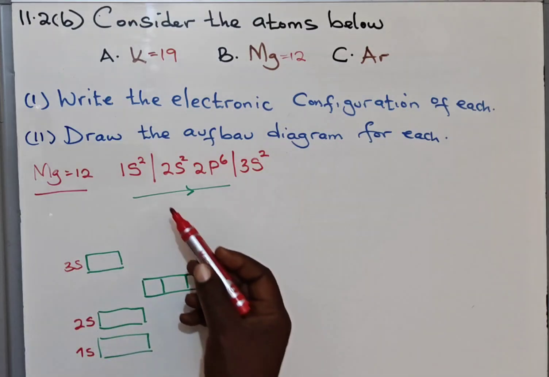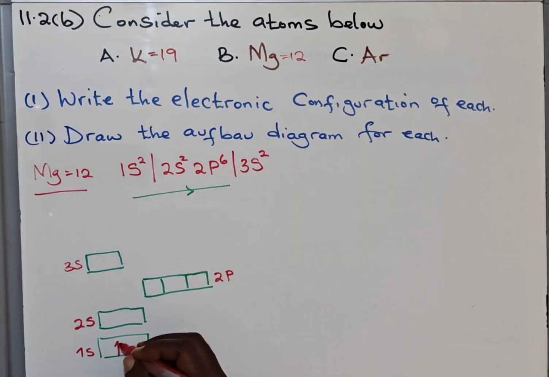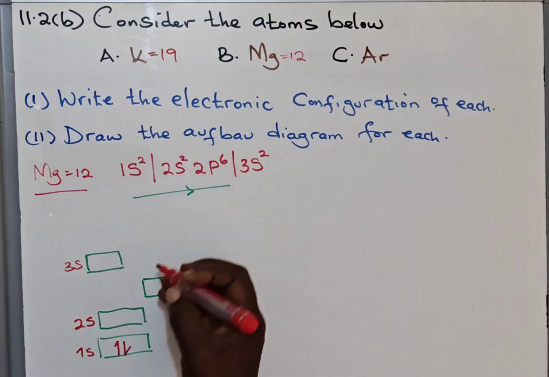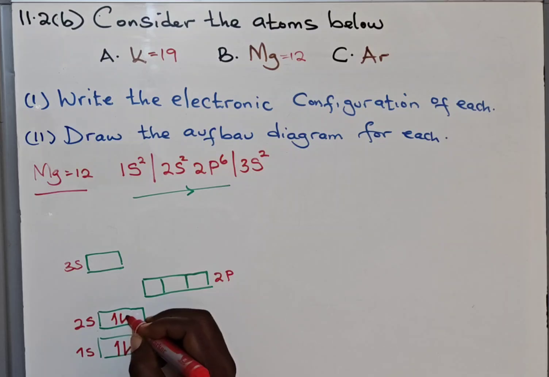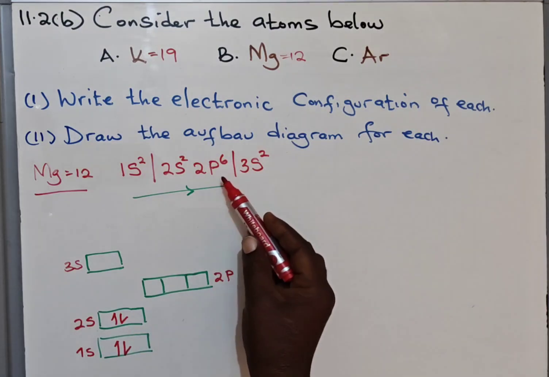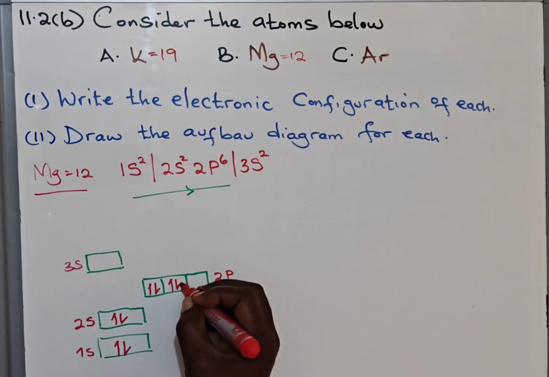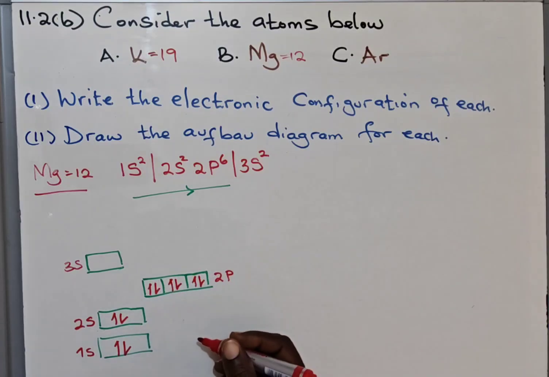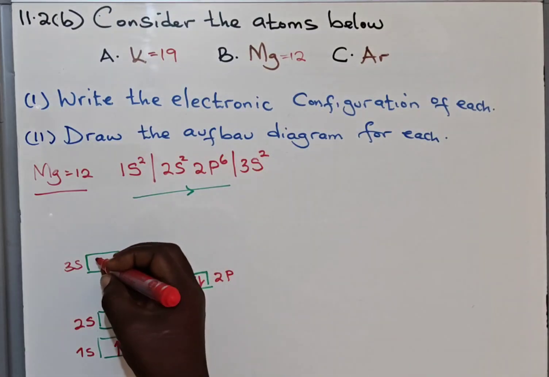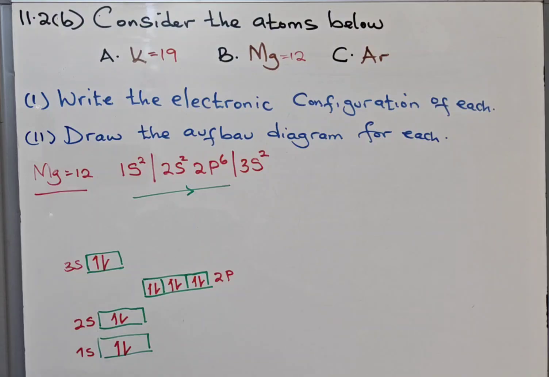In distributing electrons, what do we have? This one has 2, with opposite spinning. This one also has 2. Then 2p has 6, each subatomic orbital taking 2, like that. Then this one takes up the remaining 2. Yes, so what we have here is the Aufbau diagram for magnesium.